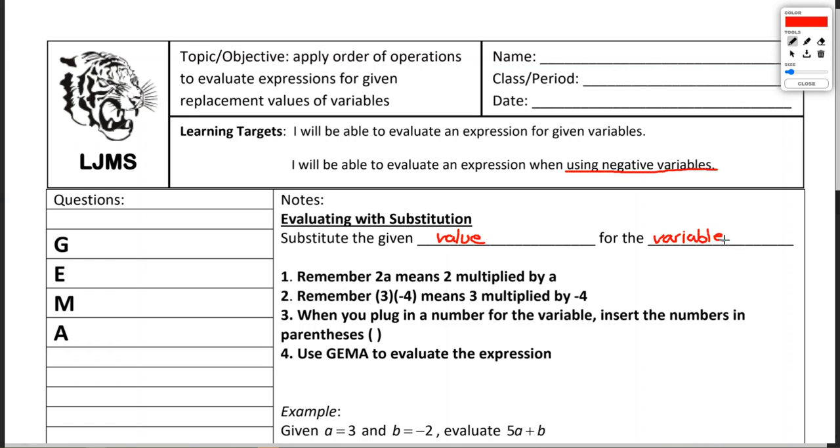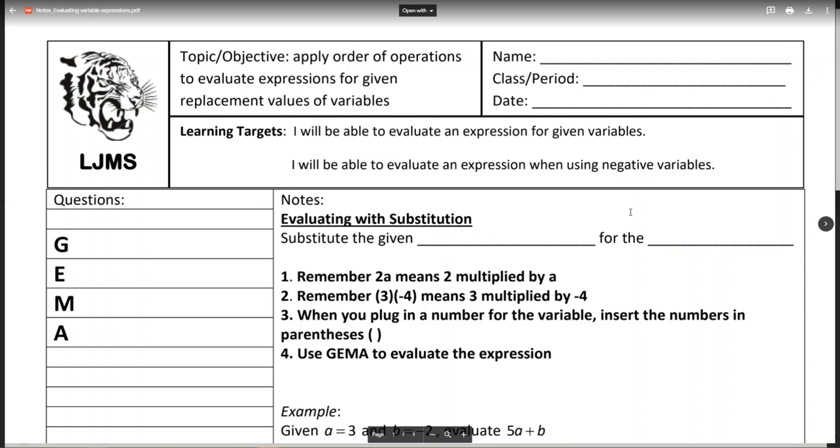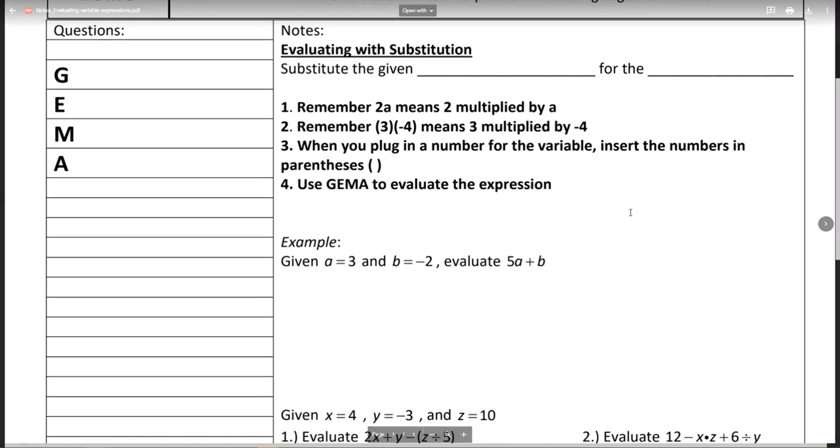So our steps are to substitute into parentheses. And remember that substituting into parentheses is really important. And once we've substituted in using parentheses, then we can evaluate using GEMMA. Okay? So let's take a look at an example and walk through it together.